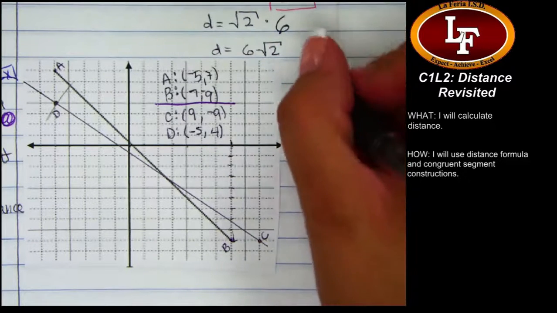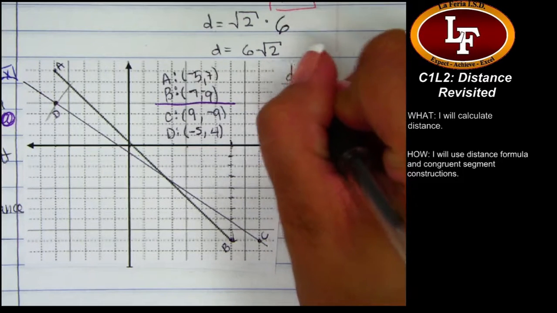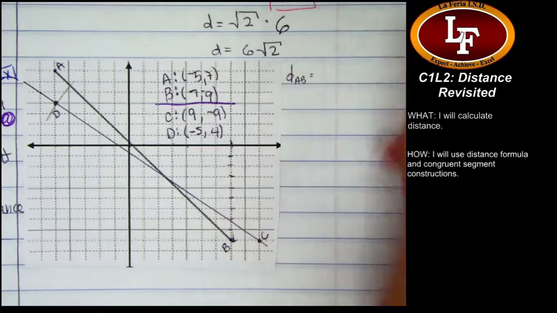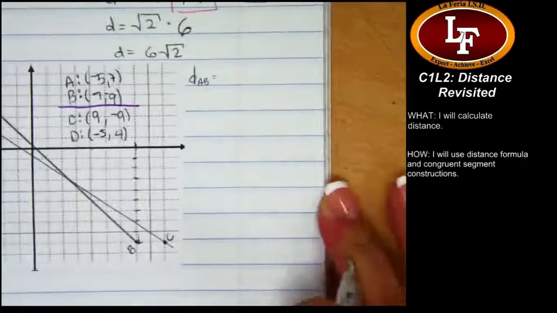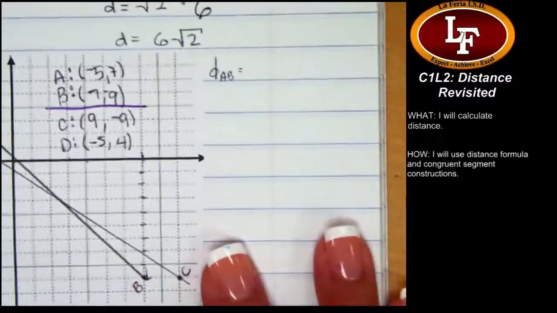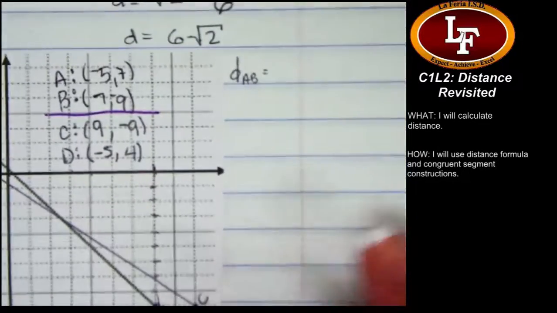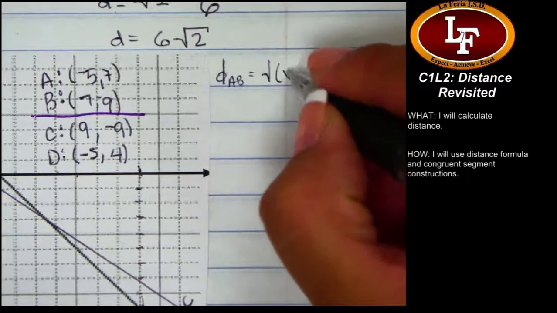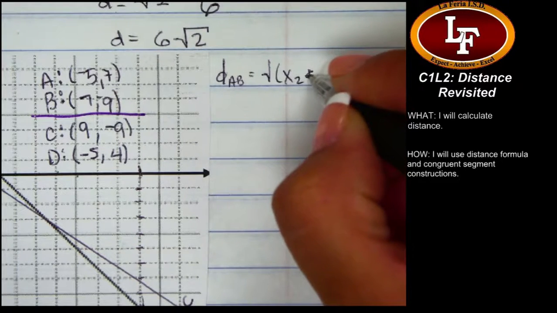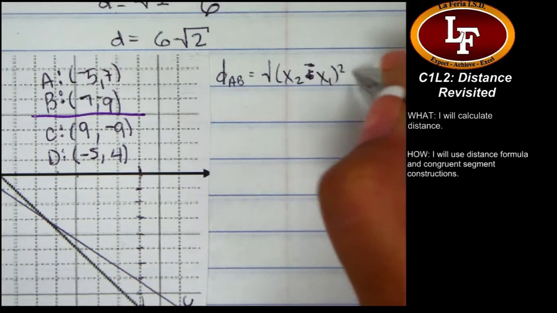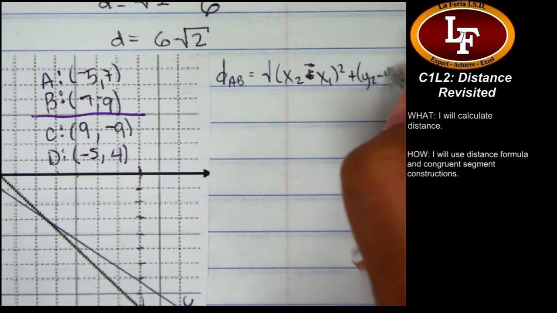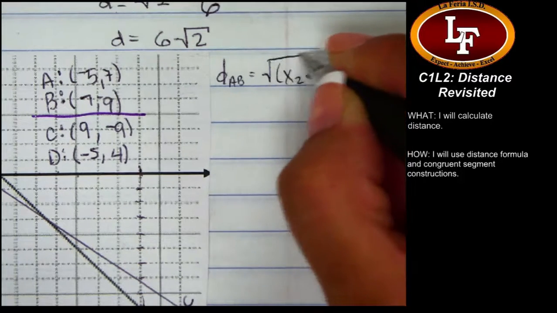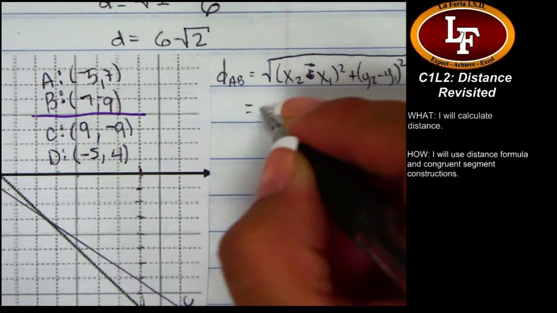All right, welcome back. I'm going to find the distance between A and B, and I'm going to write really tiny here, so I'm going to zoom in nice and tight so that you can see what I'm writing. I'm going to start off with the distance formula. Distance is the square root of x2 minus x1 squared plus y2 minus y1 squared.